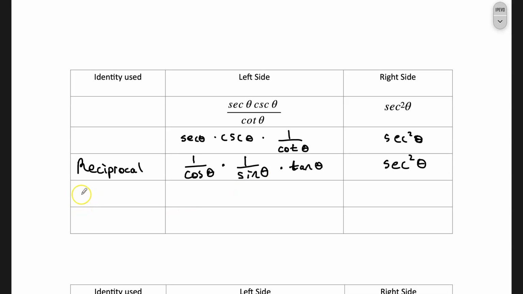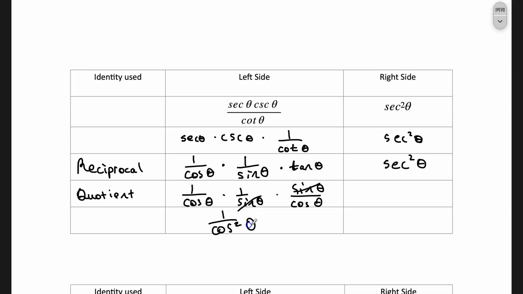Okay. Now, since we have a tangent hanging in there, we can use the quotient identity to change it to sine over cosine. And we hopefully see that sines cancel out, the cosines do not, so we're left with 1 over cosine squared. And we can use the reciprocal identity to change this to secant squared theta.